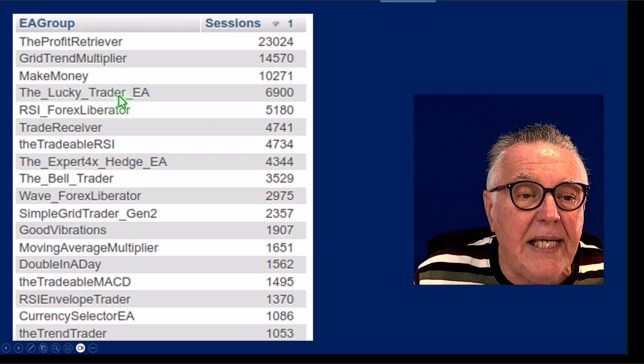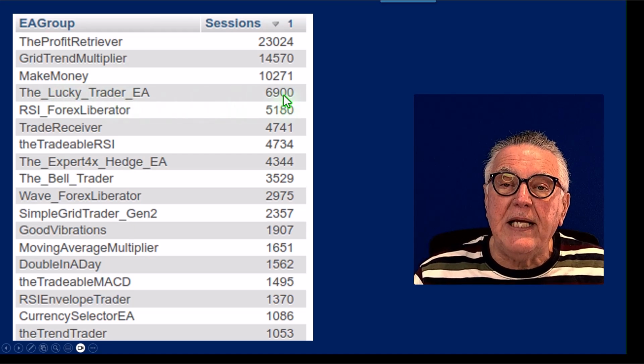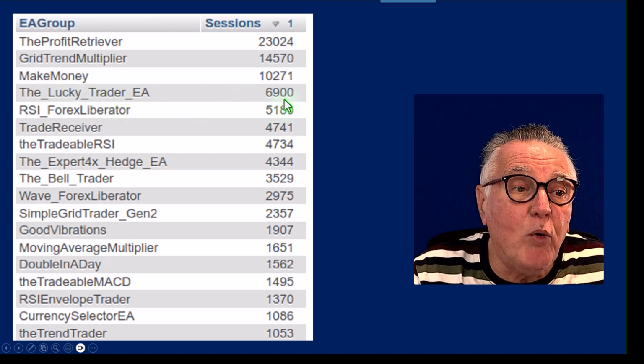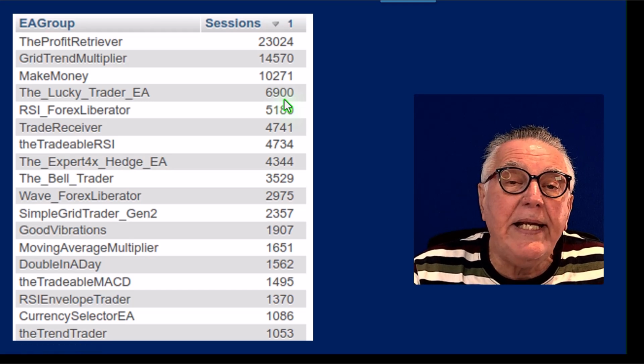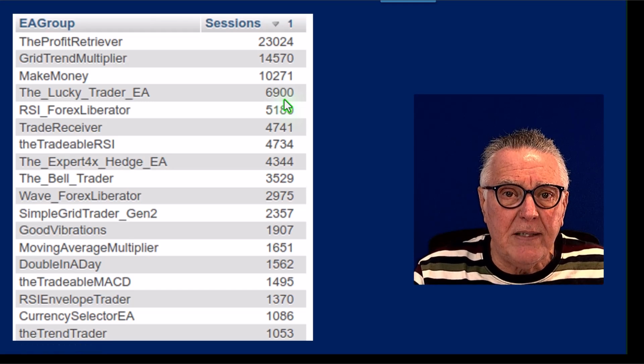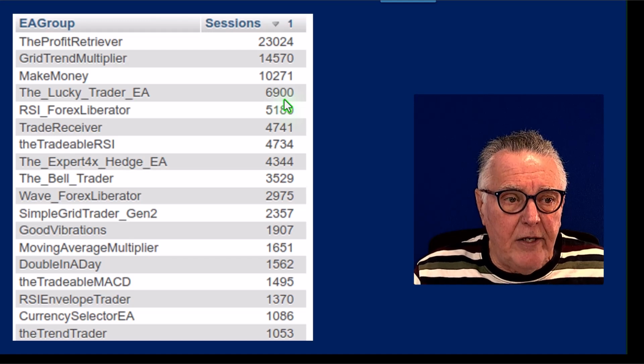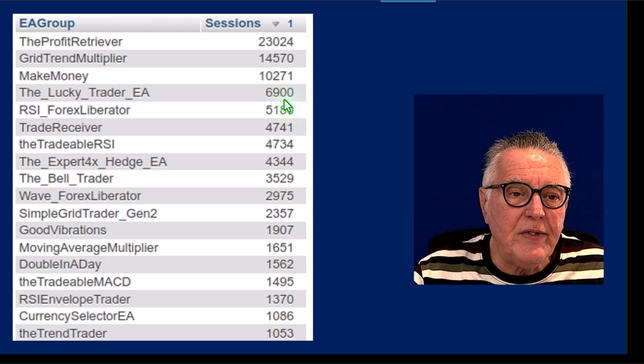Now the Lucky EA, also a very high usage EA. The martingale system has brought that EA out, and it is trading fantastically using the martingale system. We'll have a look at that on the link service, really good.